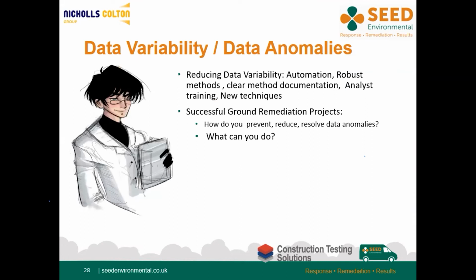So what are labs doing to reduce data variability? Well, there's a number of things, including implementing robust methods, analyst training, using the latest equipment, looking at IT solutions, automation, QA/QC, adding flags to reports to catch outlier results, and more.